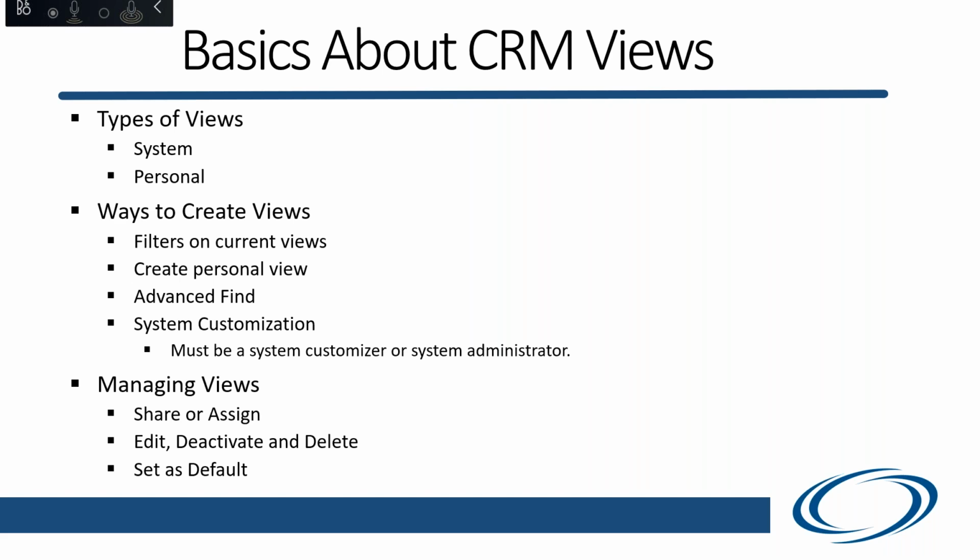There are a few different ways to create views. And we're going to look at the different ways here. You can filter a current view and save it as a new view. You can just start from scratch, create a personal view, which also is done within the advanced find window. And then the system customization. So this is where you're required to have that system customizer or system administrator access to be able to create new system views that can be seen across the organization.